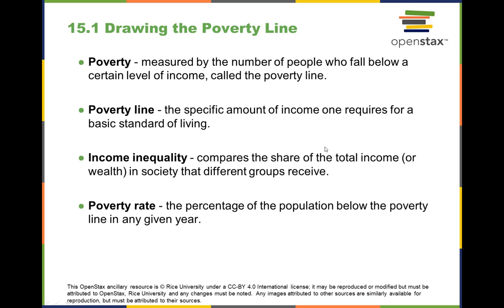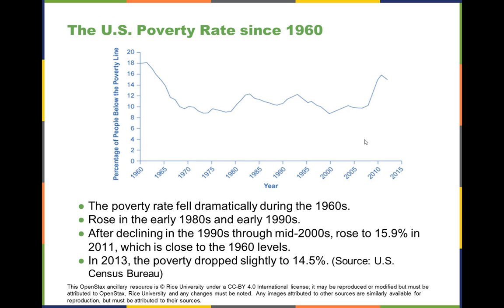Income inequality compares the share of the total income or wealth in society that different groups receive, and the poverty rate is the percentage of the population below the poverty line in any given year. So that percentage I mentioned, if there's a 12% poverty rate, that is the amount of people in poverty below the poverty line. So when you see those statistics, those numbers are talking about poverty. Income inequality is something different. When you hear, for instance, the top 20% of income earners in the United States control 50% of the wealth or 50% of the resources, and the bottom 20% only control 5%, that's what they're talking about when it comes to income inequality.